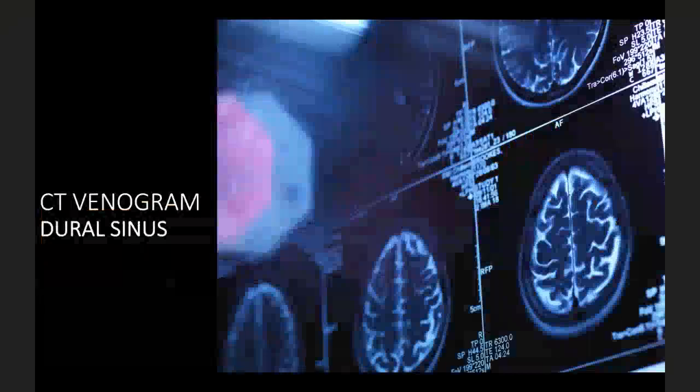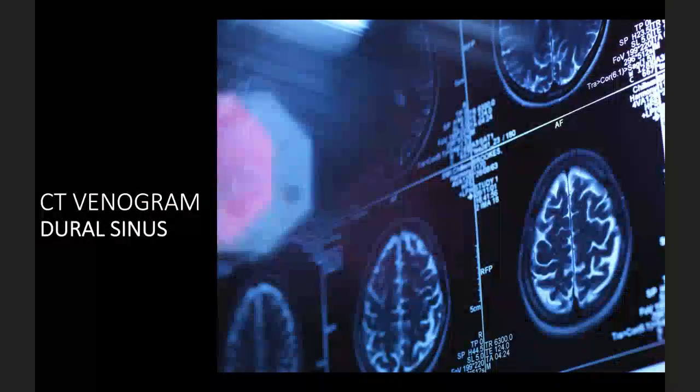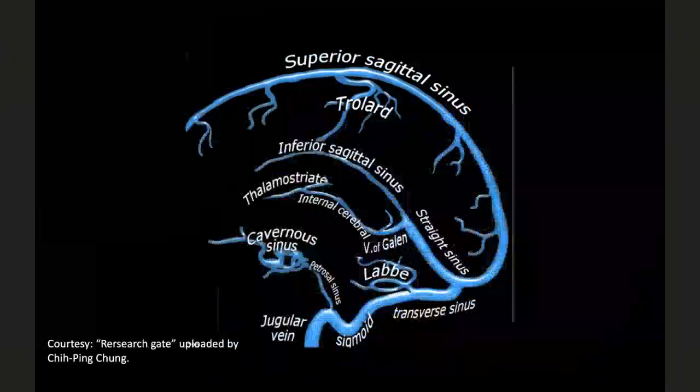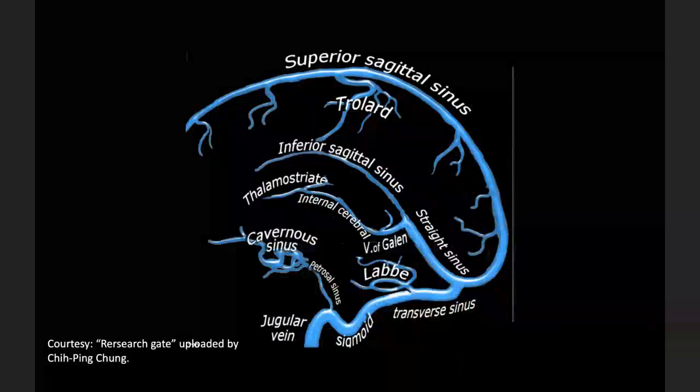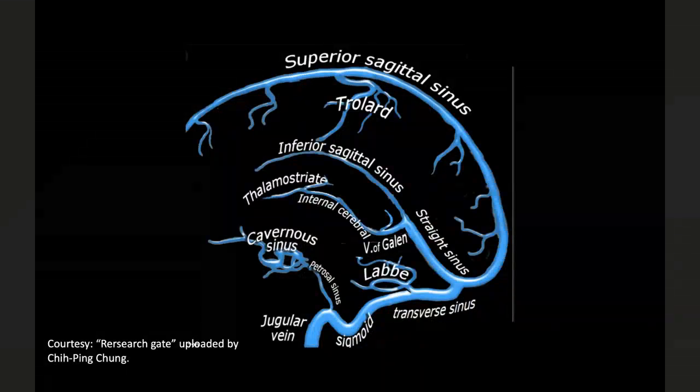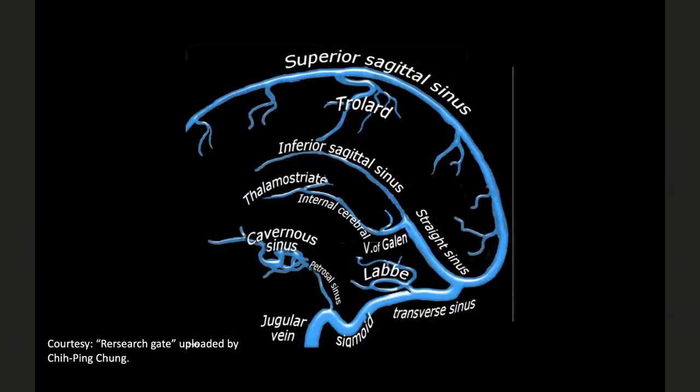Okay, so quickly I want to touch base on CTV. CT venogram of the dural sinuses, we have a few pathologies. Anatomy, I just wanted to do a quick one. So you have the superior sagittal sinus. Immediately below it, you have the nice inferior sagittal sinus. Both will connect at the straight sinus. But then you have these smaller veins. And then from the straight sinus, of course, you have the two transverse sinuses, two sigmoid sinuses, and the jugular vein. Now, that much we all remember.